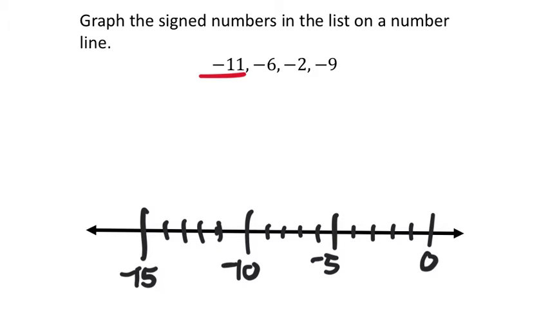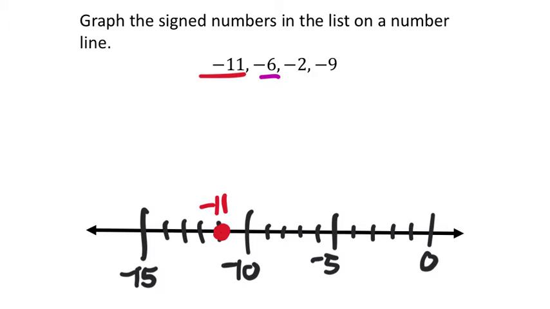Now be careful, because if you're going to do this instead of counting starting from 0, it is a common mistake for students to put negative 11 right there. Okay, it's not right there. It can't be right there, because that would be more than 10. This is negative 11, so it's less than 10. That would be 1 to the left of 10. That's negative 11 right there.